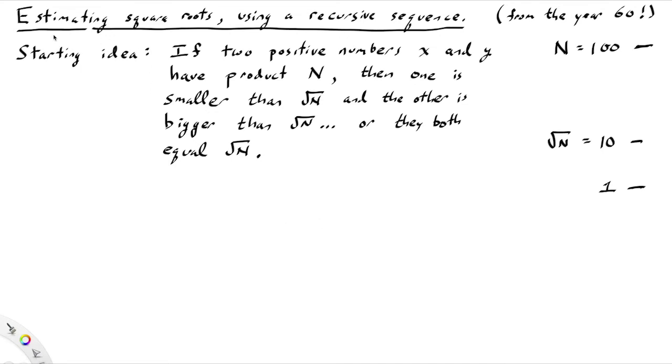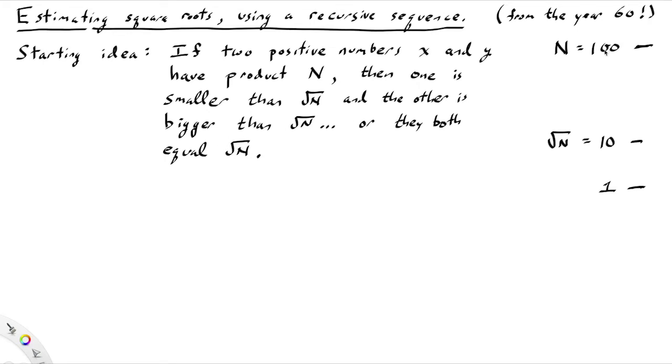And it's been used to find square roots since at least the year 60 of the Common Era. It's due to Heron of Alexandria in his book Metrica. It's probably much older. It's sometimes called the Babylonian method for estimating square roots. So the starting idea for this method is that if we have two numbers with product n, then one of them will be smaller than the square root of n, and the other will be bigger than the square root of n. Or else, maybe they'll both equal the square root of n.